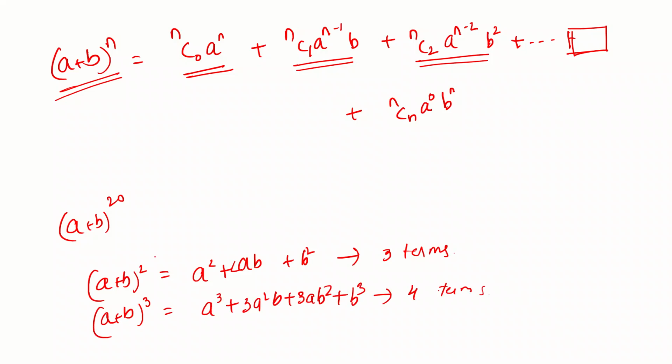That means whatever the power is, we have one more term than that. So if you have a power of 3, you'll have 4 terms. If you have a power of 4, you'll have 5 terms. If you have a power of 10, you'll have 11 terms. So if you have a power of n, you'll have n + 1 terms, right? So this is the first observation that we make.